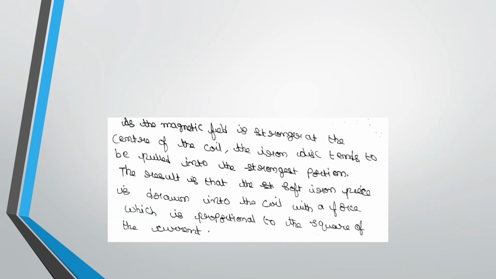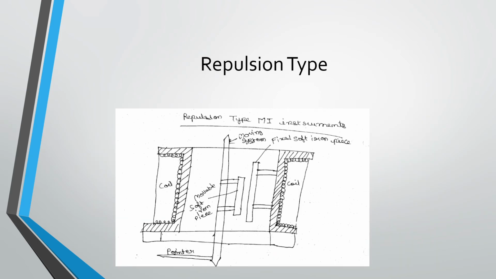Now the second type I have mentioned is the repulsion type. In the repulsion type moving iron instrument, the principle is different, quite opposite to the attraction type. Here you can see two iron pieces: one is a movable soft iron piece and the other is a fixed iron piece. The fixed iron piece is permanently fixed to the coil.